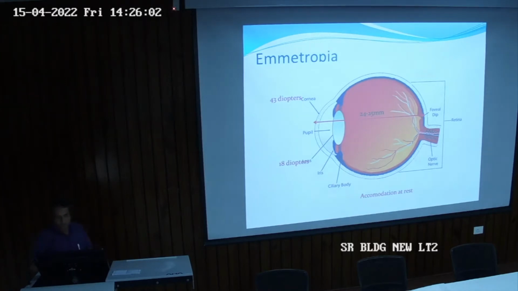So three factors are responsible for this image to focus on the retina. One is the power of the cornea, second is the power of the crystalline lens, and third is the axial length of the eye wall. Axial length means the anteroposterior diameter of the eye from the center of the cornea to the center of the retina. That axial length is normally 24 to 25 millimeter. If this increases or decreases, it will cause axial myopia or axial hypermetropia, depending on the size.